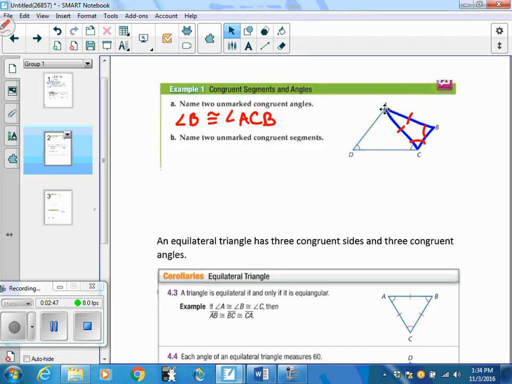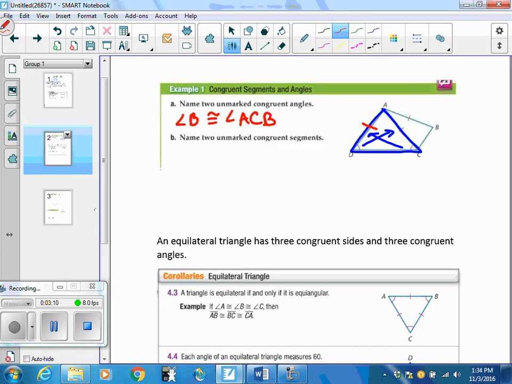In part B, it said name 2 unmarked congruent segments. So I know that in an isosceles triangle, if I have base angles that are congruent, then the sides opposite those are also congruent. Triangle ADC has base angles that are congruent, so the sides opposite those would also be congruent. So that segment AD is congruent to segment AC.